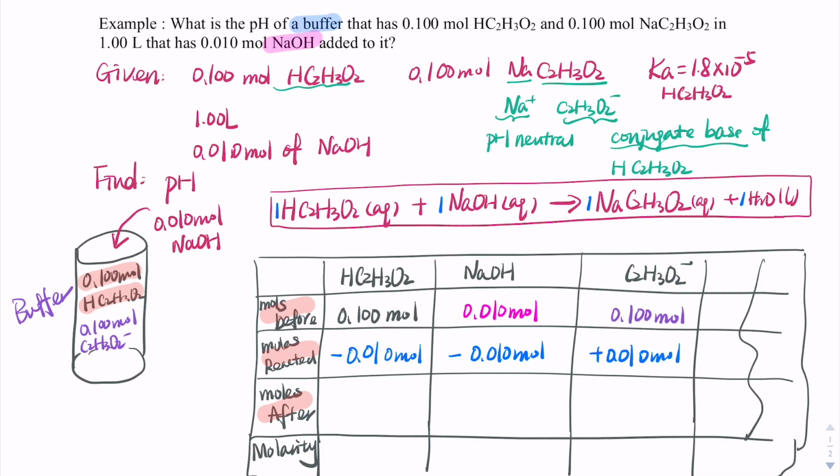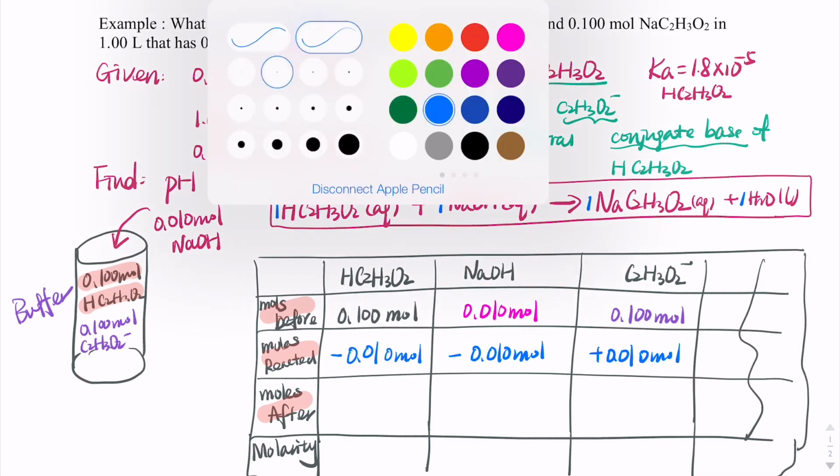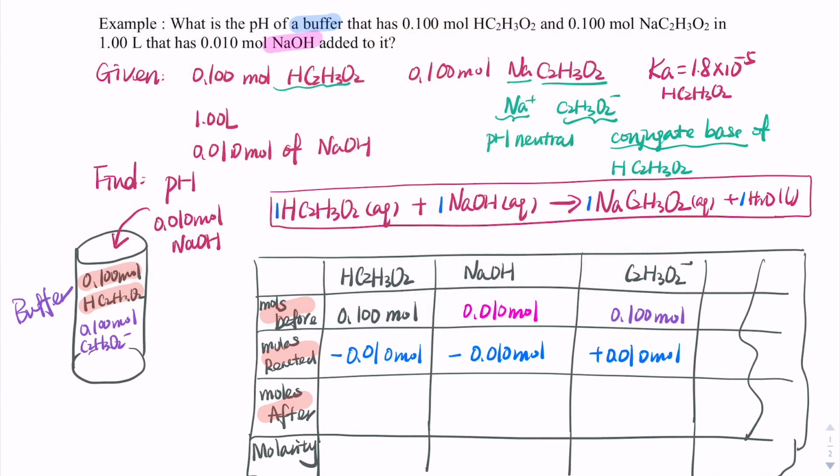After the neutralization reaction, what are we going to have? We'll have 0.09 moles of this weak acid, because you used 0.01 to neutralize the strong base you added. This will be 0 because it is all gone. And then you made 0.01 more of this conjugate base ion, which is the acidic ion, in this reaction. So it's going to be 0.11. So that's moles.